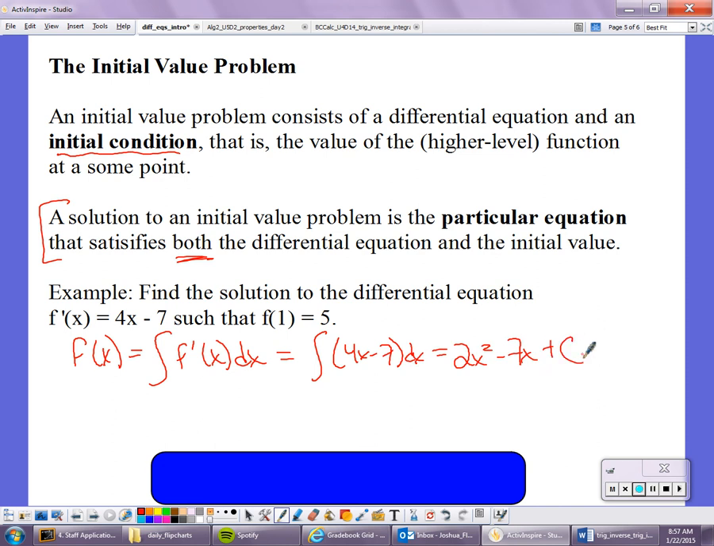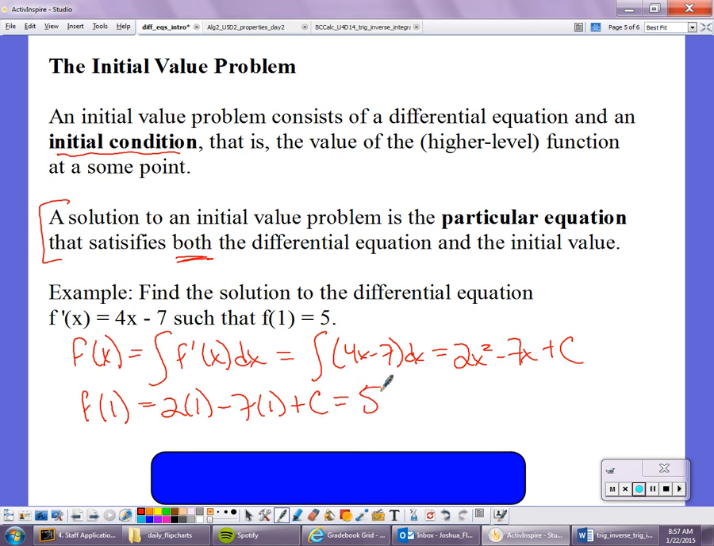Okay, right now we have a general solution. We've got a family of functions picked out by 2x squared minus 7x plus c. We're looking for the one where f of 1 equals 5, right? We're looking for the one that meets that condition. So f of 1 is going to be what? 2 times 1 minus 7 times 1 plus c. And we said that should equal 5.